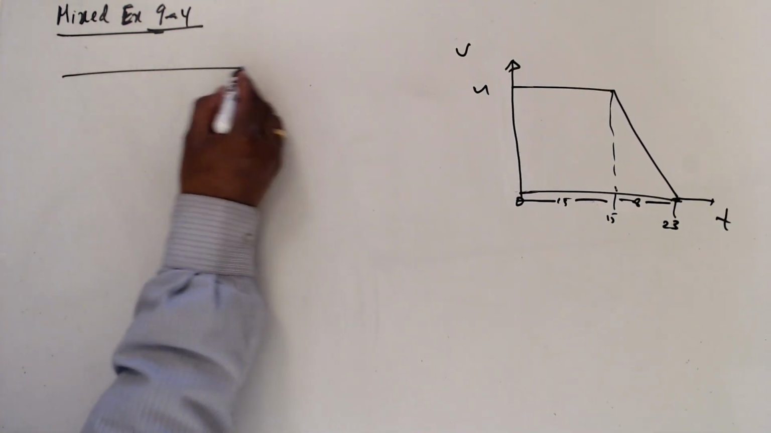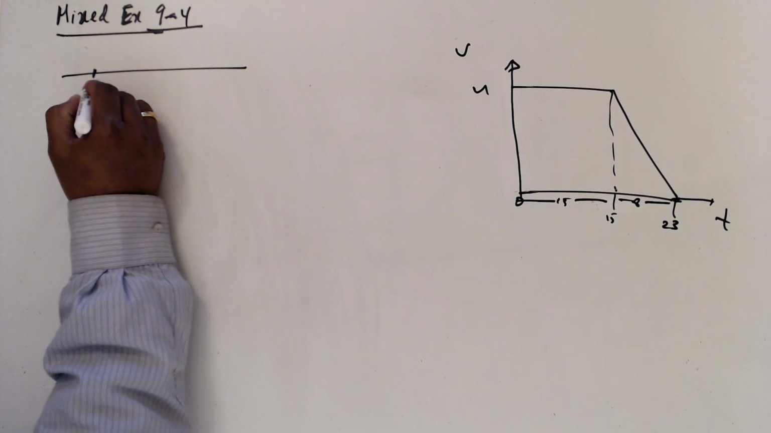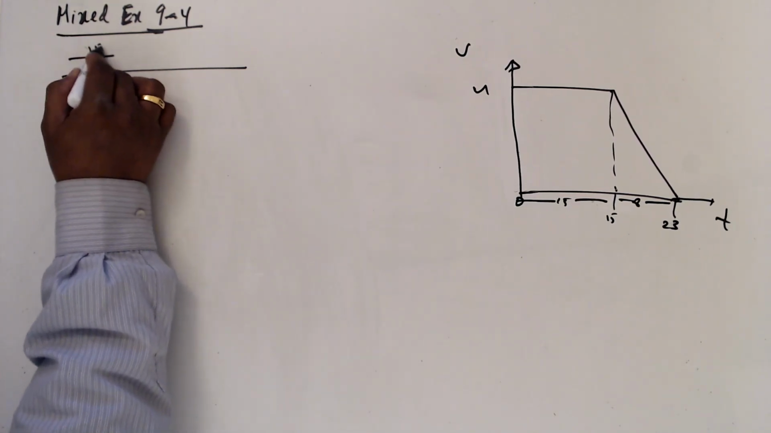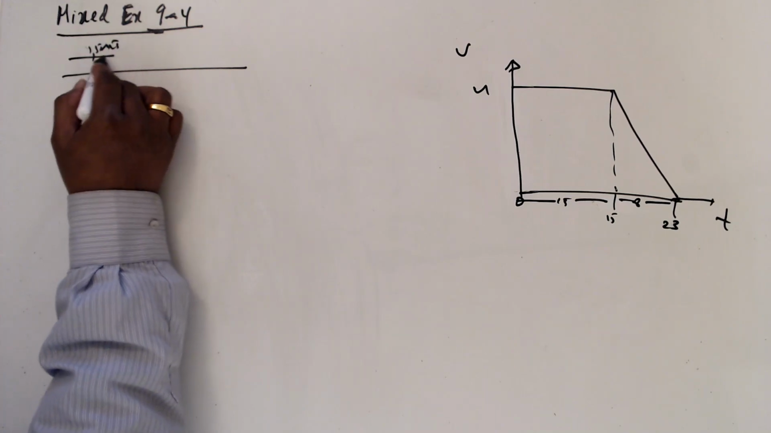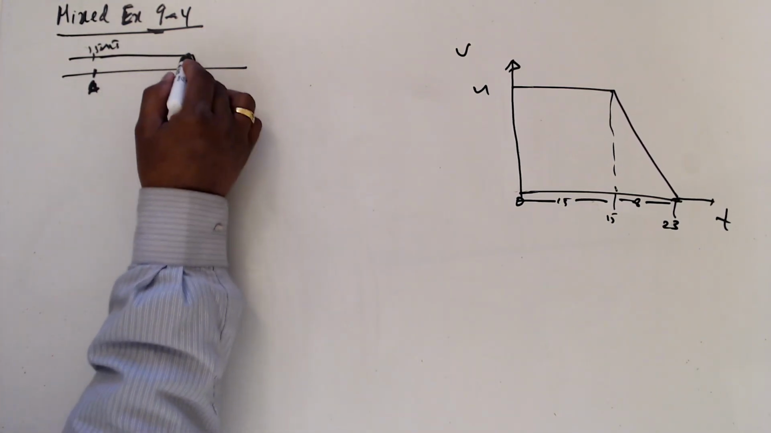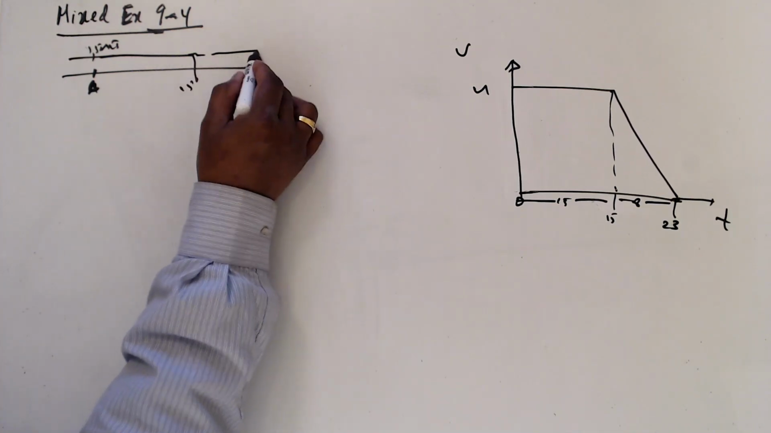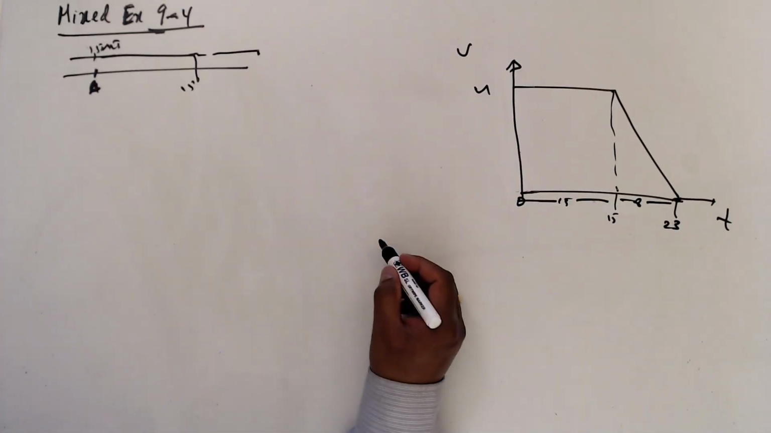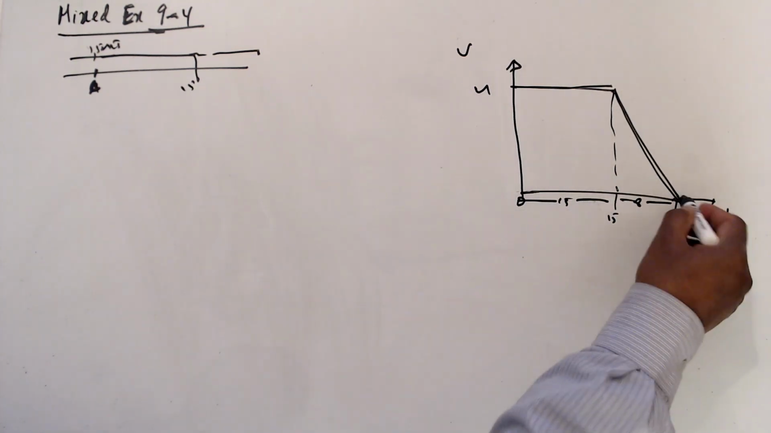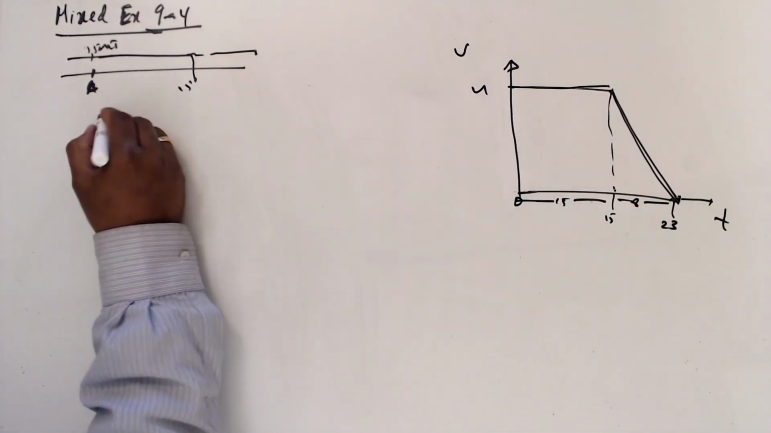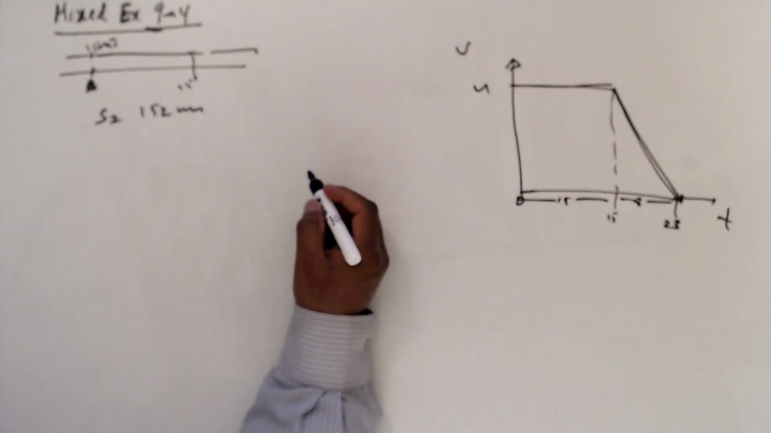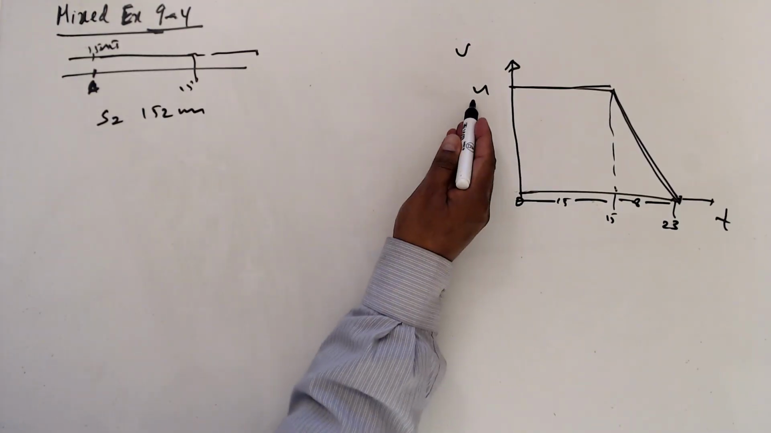Question number 4. A cyclist starts moving with 15 m/s constant velocity up to 15 seconds, and then decelerates for the rest. So this is the journey, and the distance is given as 152 meters, and we need to find the u.